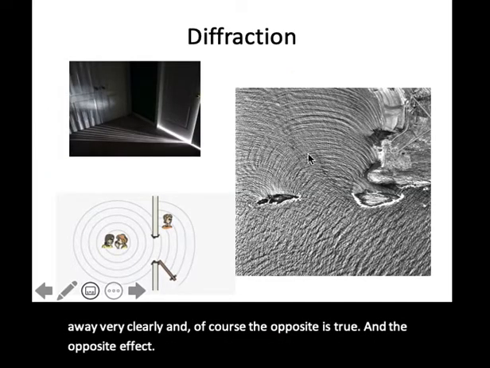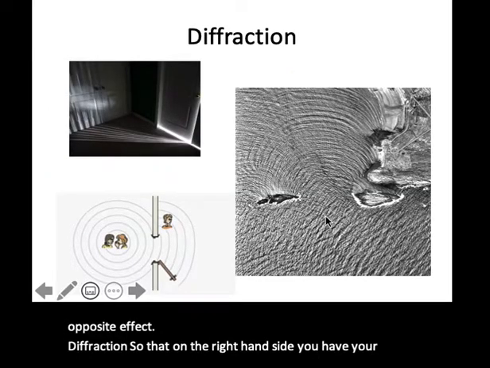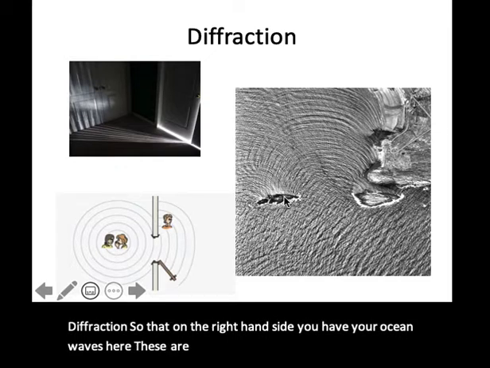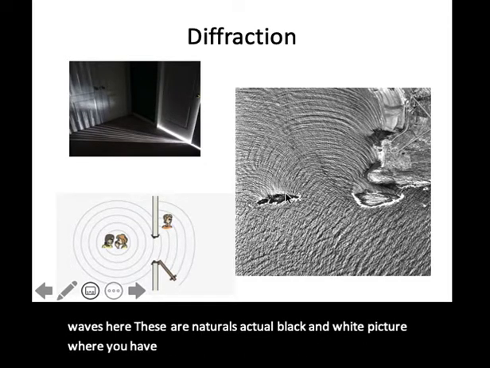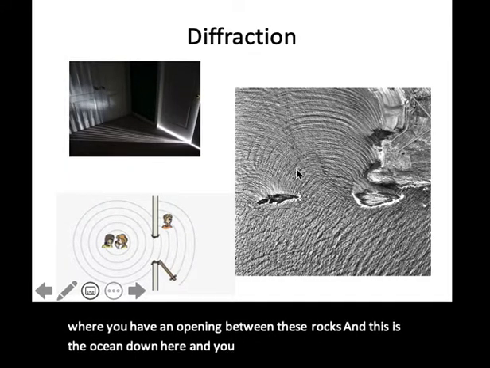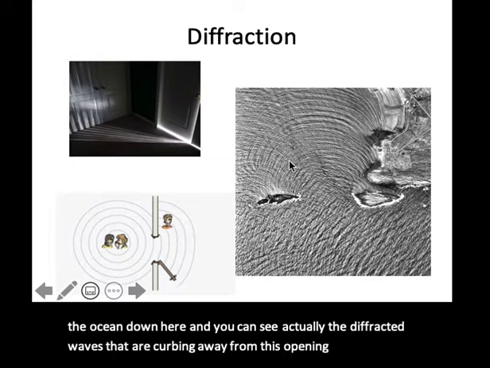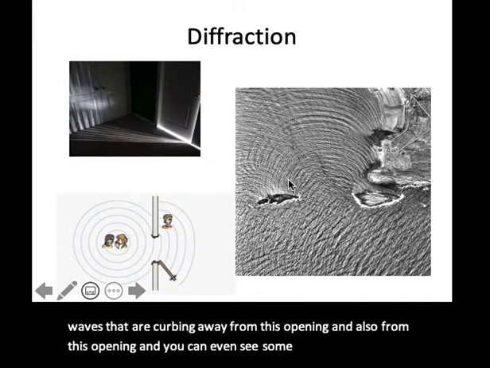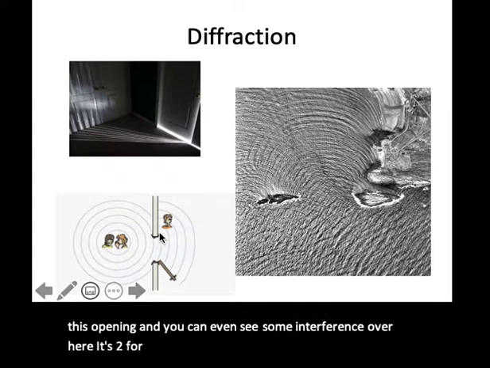Diffraction, so on the right-hand side, you have your ocean waves here. This is the actual black and white picture where you have a natural harbor type setup where you have an opening between these rocks, and this is the ocean down here. And you can see the diffracted waves that are curving away from this opening and also from this opening, right? And you can even see some interference over here. It's a 2-for-1 slide. Here's a picture of sound waves.